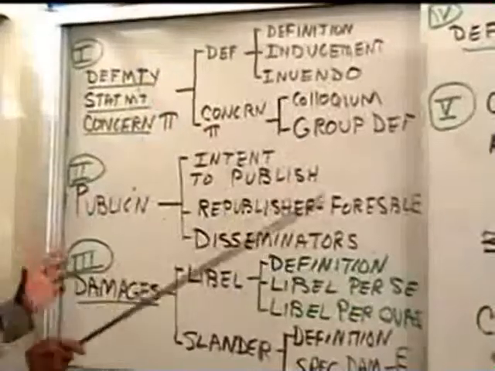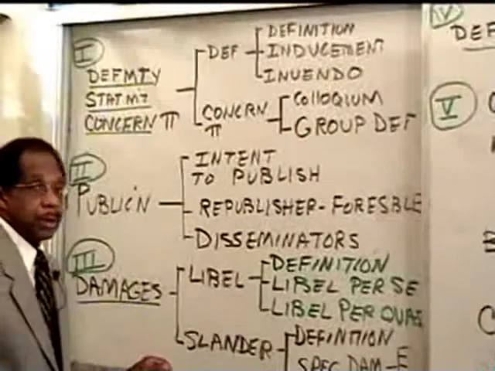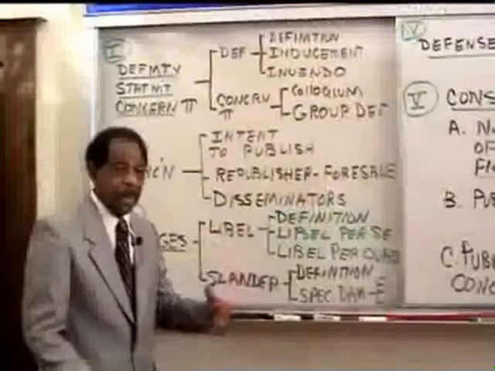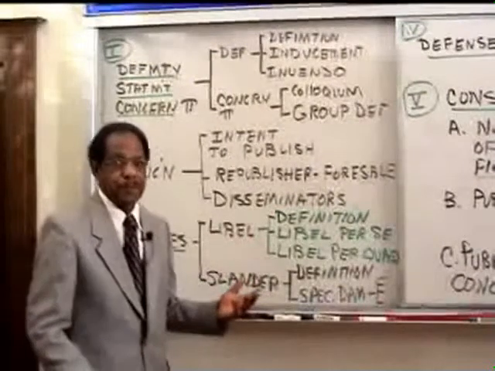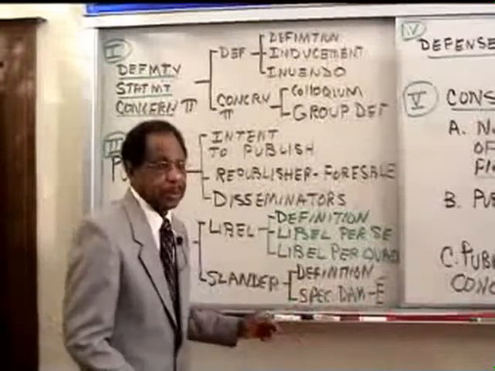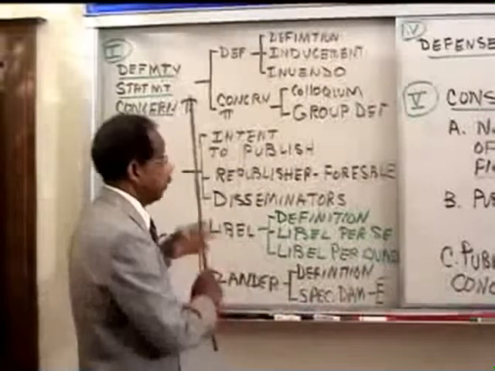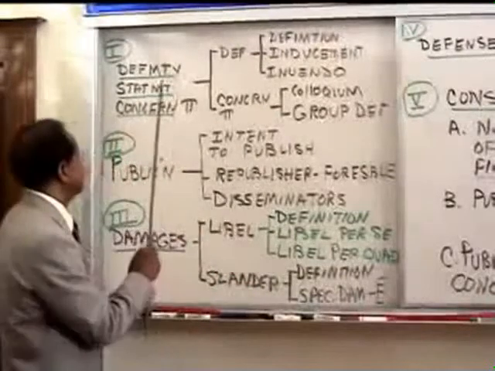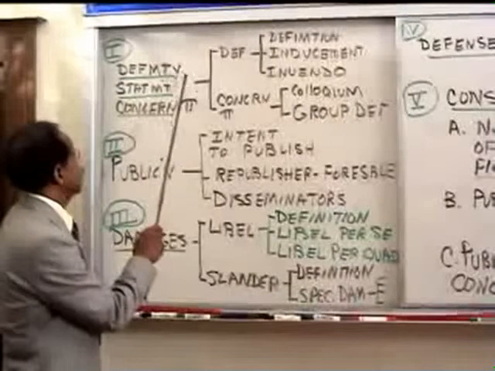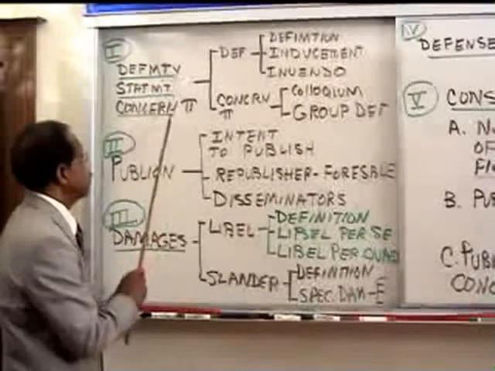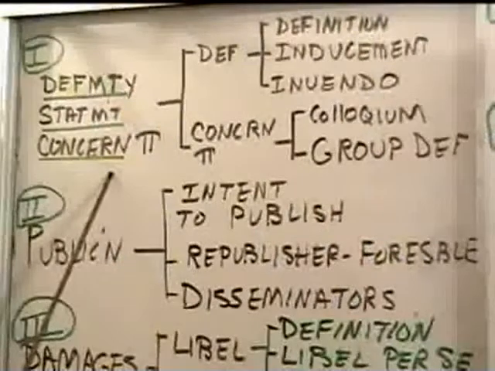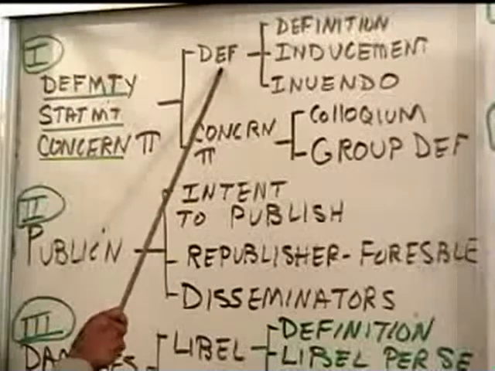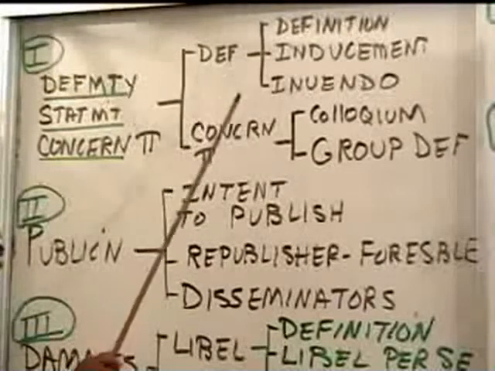Now I realize there's a lot of material on the board, and I will go through it quite slowly so you can copy it down as we go through it, rather than feeling that you must copy it all down quickly. So as I go through, you might make notes at that time, so you can concentrate on what's going on. First, was there a defamatory statement concerning the plaintiff? So we have 2 parts. Was the statement defamatory? And was it concerning the plaintiff?